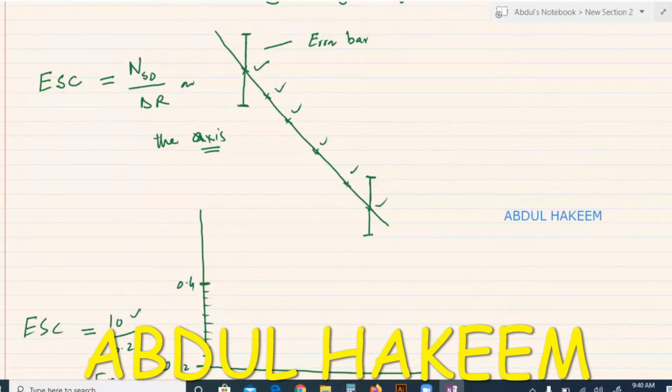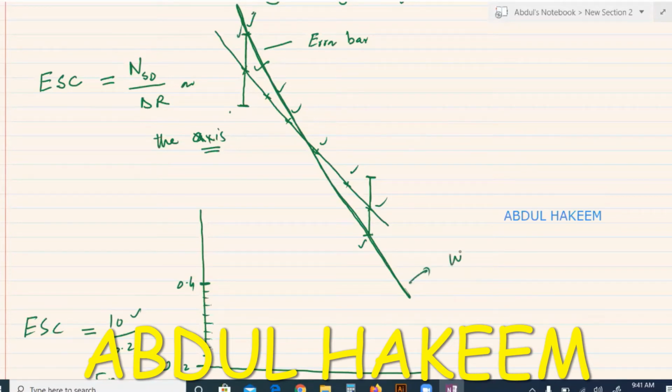Then we will join either the top of the last bar with the foot of the first bar, or vice versa, the foot of this, top of this, with the help of the ruler. And this line is a straight line joining the extremes of 2 bars, the last and first. This is the worst acceptable line, and this is the best fit line.